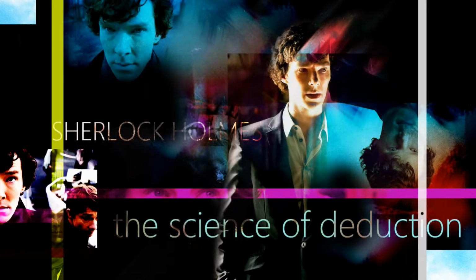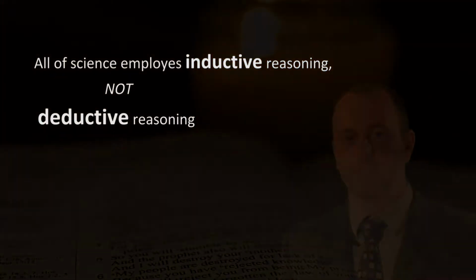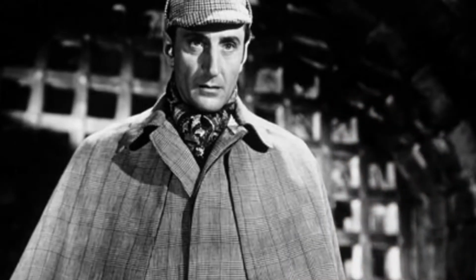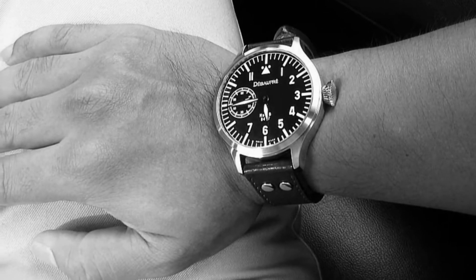In fact, in the new BBC series, where Sherlock Holmes is a detective in today's modern-day London, Holmes actually has a website that is titled The Science of Deduction. However, we just saw that all of science employs inductive reasoning, not deductive reasoning. Sir Arthur Conan Doyle was himself a physician, a man of science. So it should come as no surprise that the character of Sherlock Holmes uses inductive reasoning, not deductive reasoning, to draw his conclusions. For example, suppose Sherlock Holmes comes to your house, and seeing that you're wearing your wristwatch on the right wrist, he induces, not deduces, that you're left-handed.